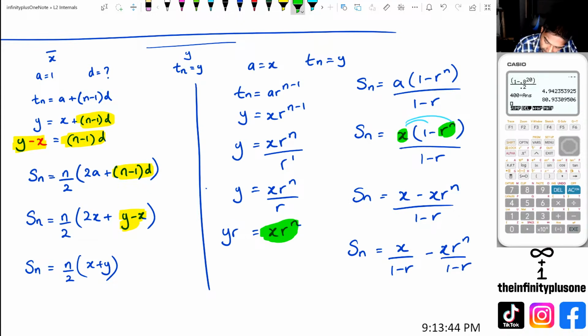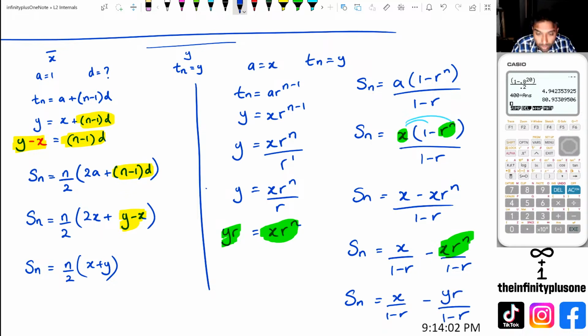Now because x r to the n is equal to yr, we can say that Sn equals x over (1 minus r) minus yr divided by (1 minus r). Now, unfortunately, I don't think you can do anything further than this, but what we have done is come up with a generalized formula for this.